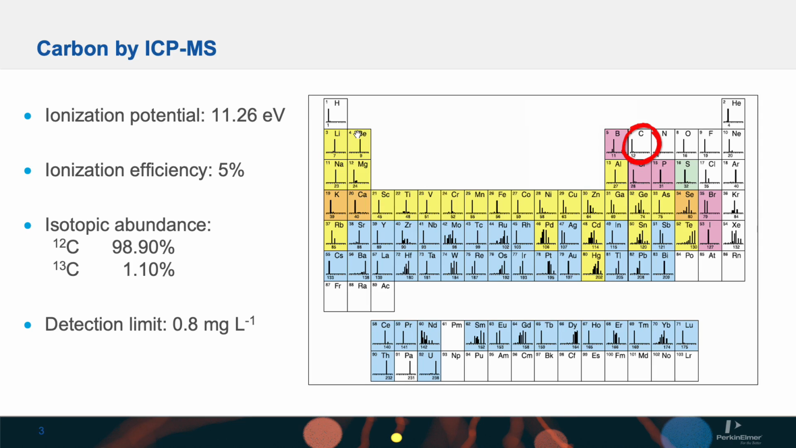First of all, its ionization potential is only a bit lower than that of argon, 11.26 electron volts. This means that under standard plasma conditions, carbon is ionized in the plasma just about 5%, which affects directly its performance and detection limits. In fact, carbon detection limits are a bit high for ICPMS, around 1 mg per liter.